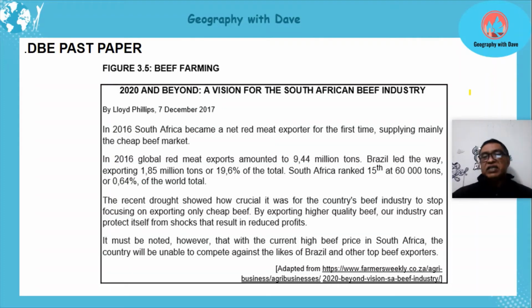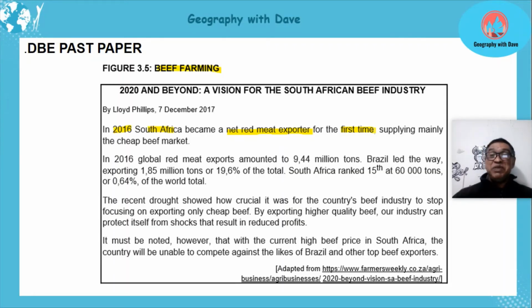We need to apply it in order to prepare for exams. So let's read this. Of course, again, our little heading. Figure 3.5 is beef farming. Gives us direction already. Things flow through about beef farming. In 2016, South Africa became a net red meat exporter. Good news for South Africa for the first time.